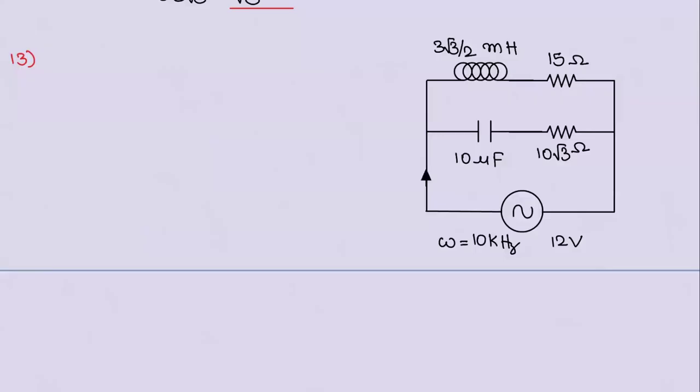Now this is the thing, parallel combination. I guess series also there. First of all, I'll go for series here, series here. In series combination, very easy to deal with. Start with XL. XL is equal to omega L. Omega is 10 kilo, 10 into 10 power 3. L is 3 root 3 by 2 into 10 power minus 3. So these two get cancelled. It will be 15 root 3 ohms.